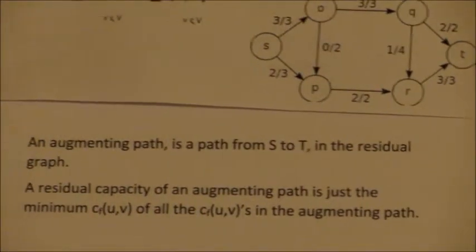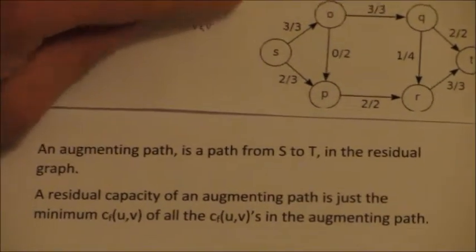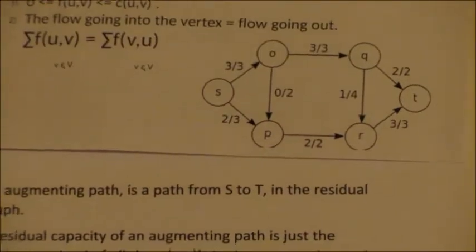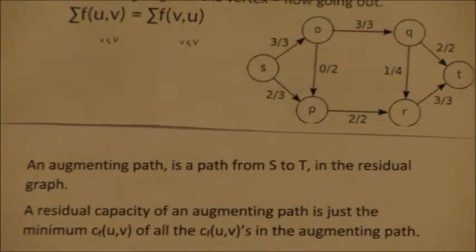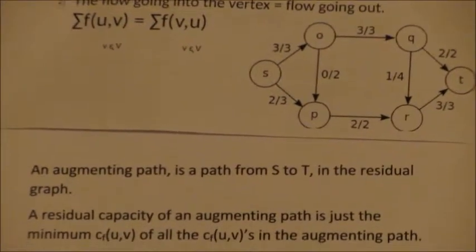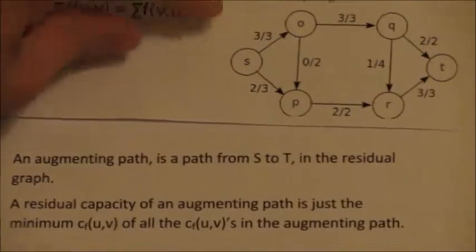So an augmenting path is basically a path from the source to the sink in the residual graph. So if we look at our mini example here, S to O to Q to T would be considered an augmenting path, and the corresponding residual capacity of an augmenting path is simply just the minimum of the residual capacities of the path.